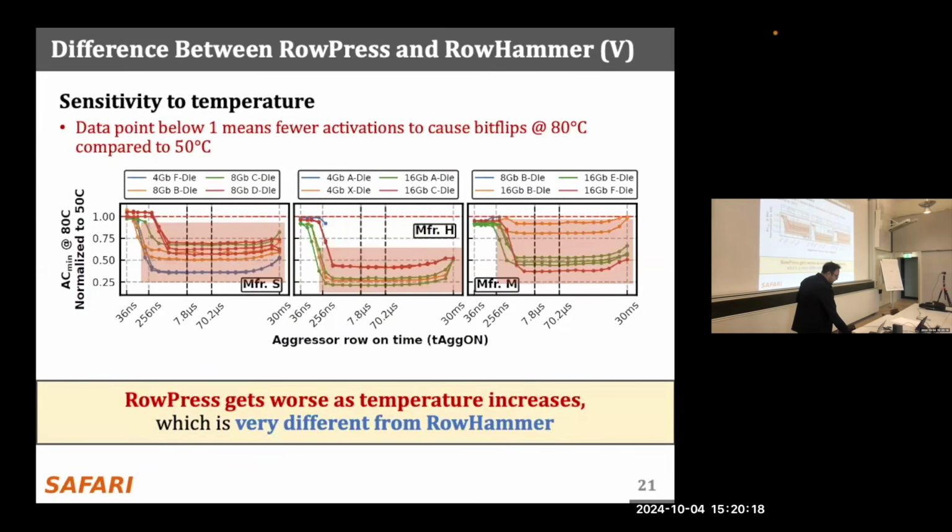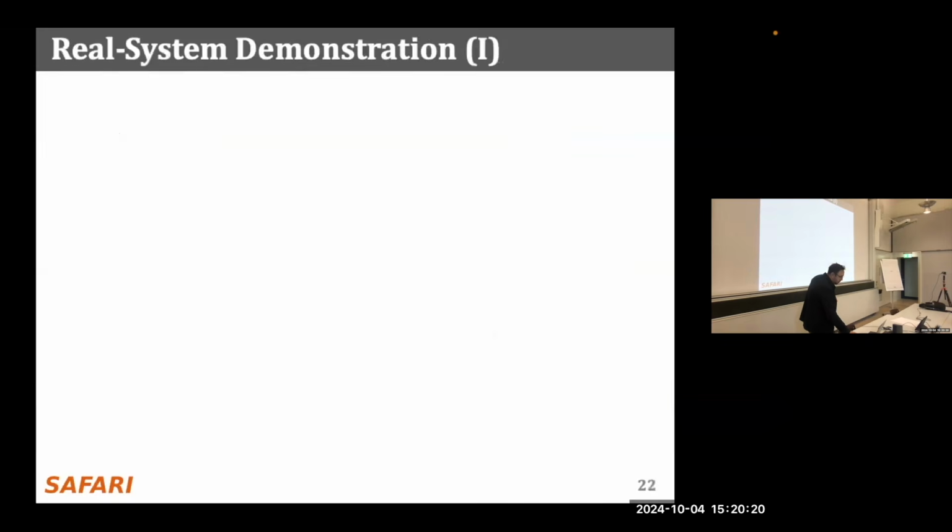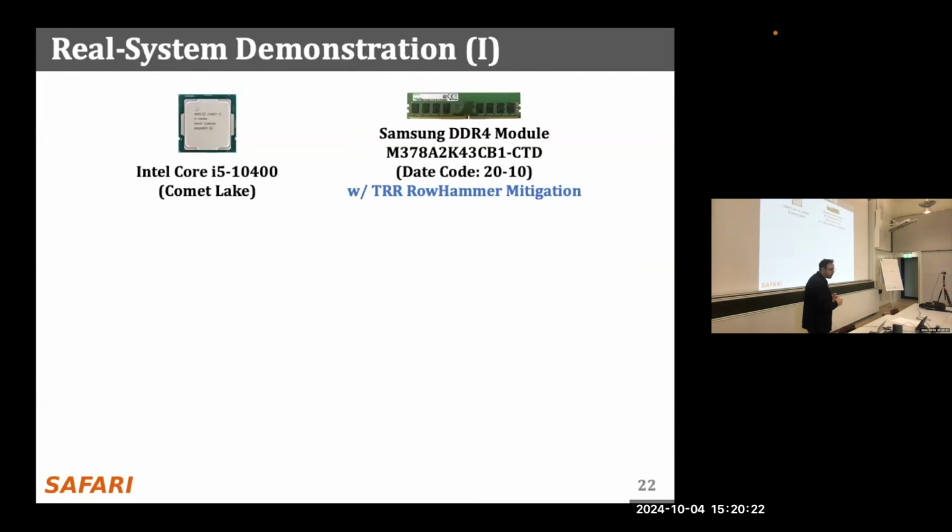Okay, we already talked about sensitivity to temperature, actually. So I'm just going to skip that. And I'll talk about some real system demonstration. As I said earlier, this is a proof of concept in this paper.